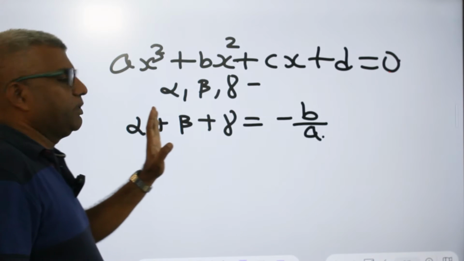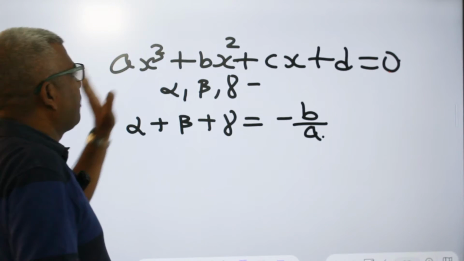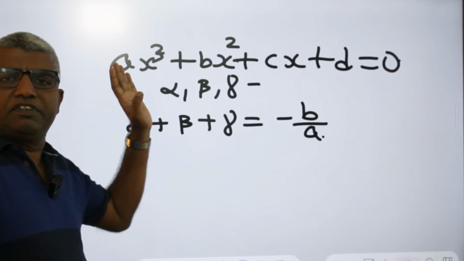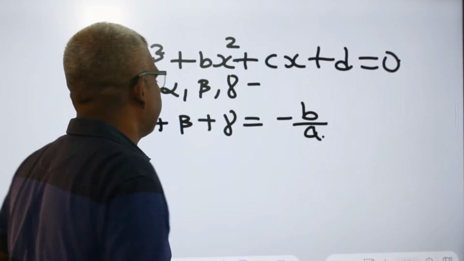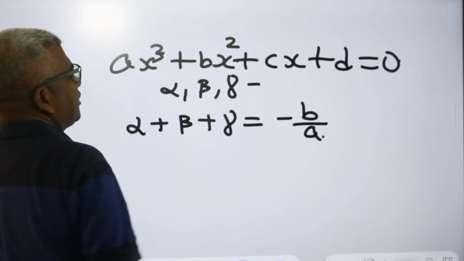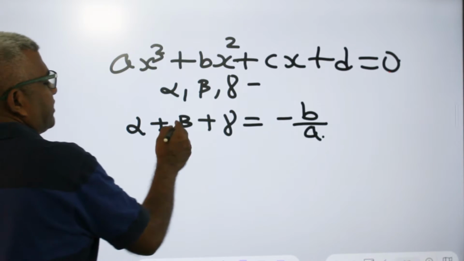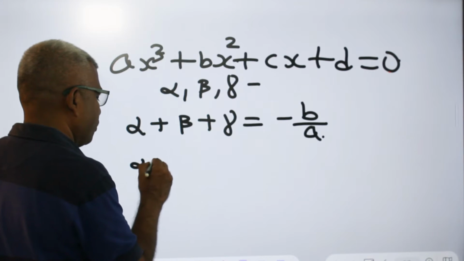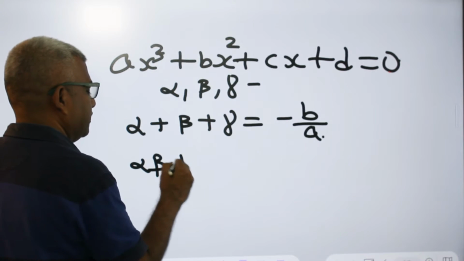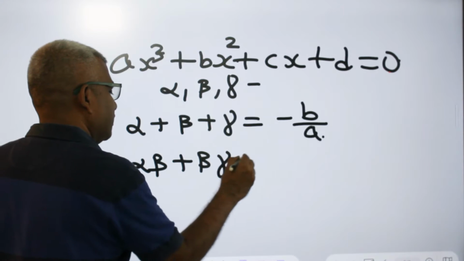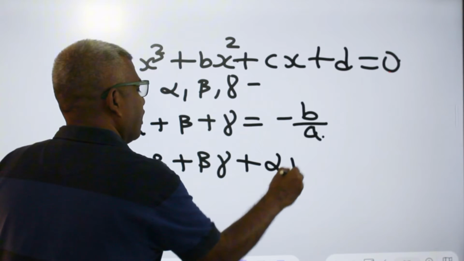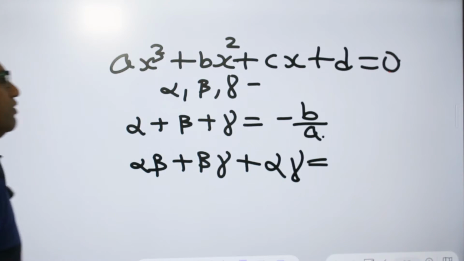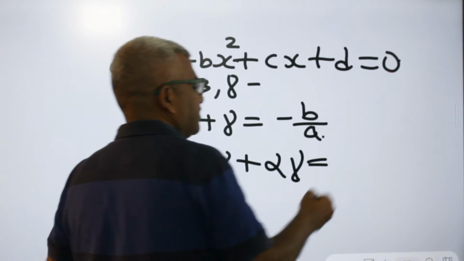Okay, alpha plus beta plus gamma. Alpha plus beta is also the same. Alpha plus beta plus gamma plus delta is also the same. Same sequence. Okay, minus b by a. This is the sum of roots. Now the sum of two roots: alpha beta, beta gamma plus alpha gamma. What will be there? C by a.